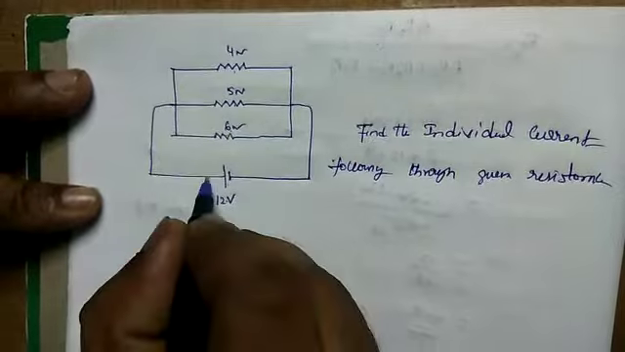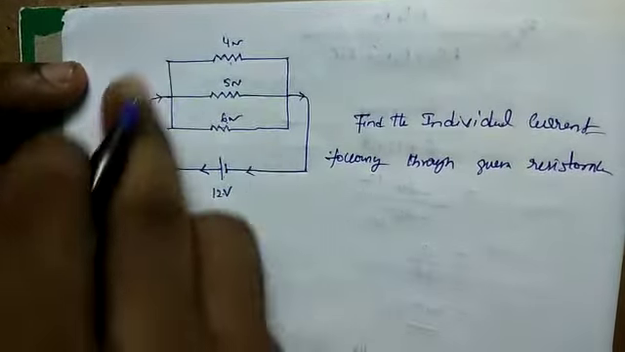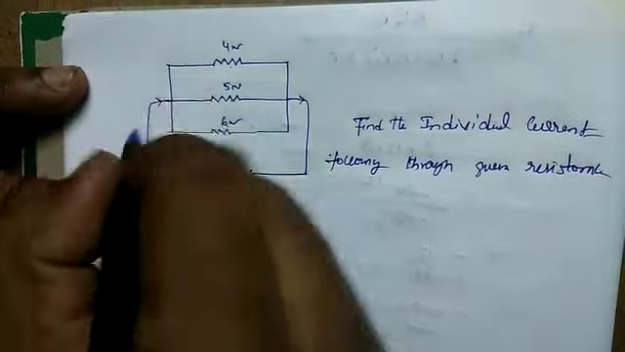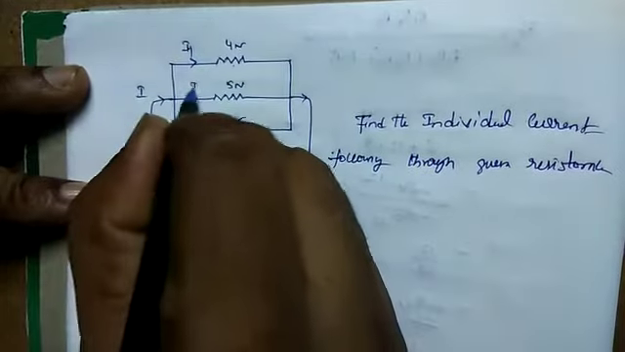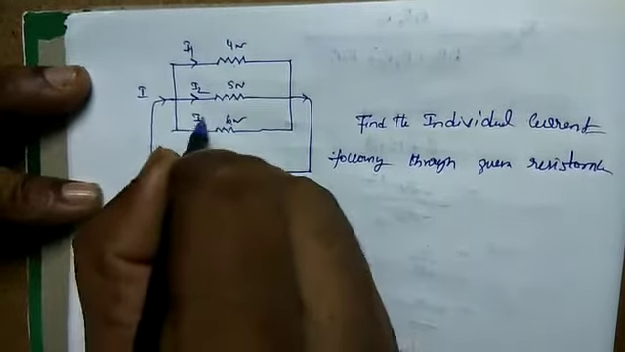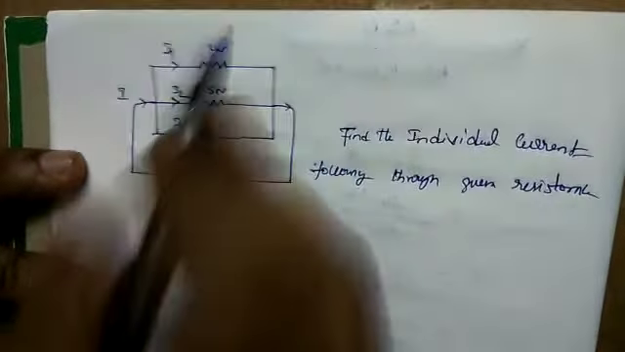So the current flows from positive to negative. The current passing through like this, so the current is splitting. This is I, so this is I1, this is I2, and this is I3. So we have the diagram splitting from this one like this.